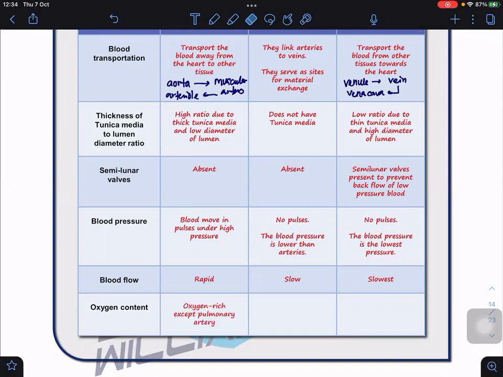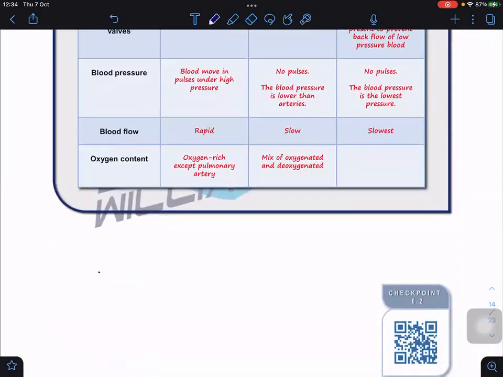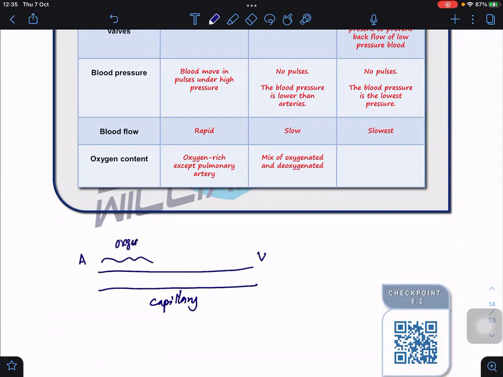Oxygen content: oxygen rich except the pulmonary artery. In the capillary, it is a mix of oxygenated and deoxygenated blood, so it depends on which end. If I draw it out, here's a capillary. If this is the arterial end and this is the venule end, this side is more oxygenated and this side will be deoxygenated. So that's why we say a mix of oxygenated and deoxygenated.